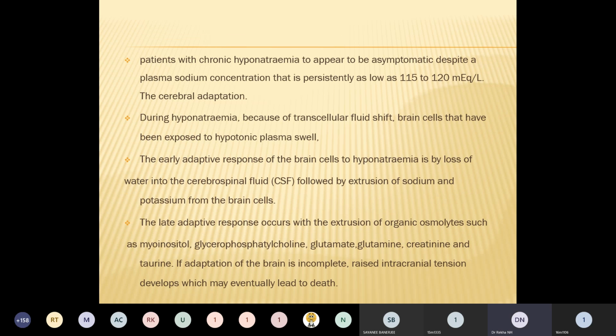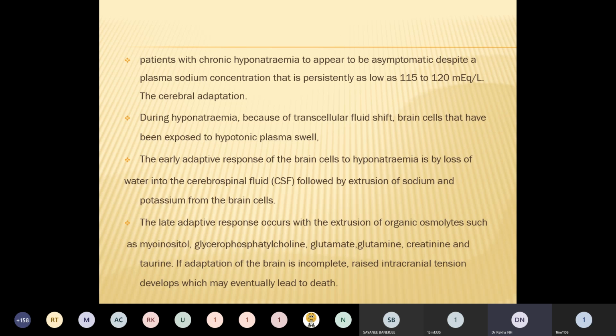Patients with chronic hyponatremia, why we should know this category, is that they will be asymptomatic despite a very low sodium concentration, even below 115 or 118. The patient will be asymptomatic. This is mainly because of cerebral adaptation.